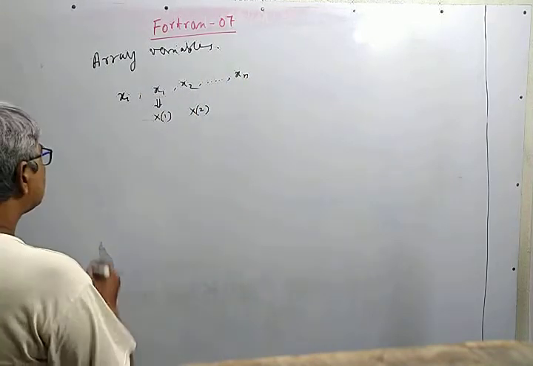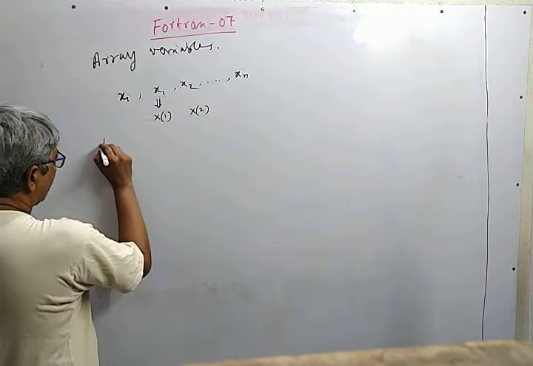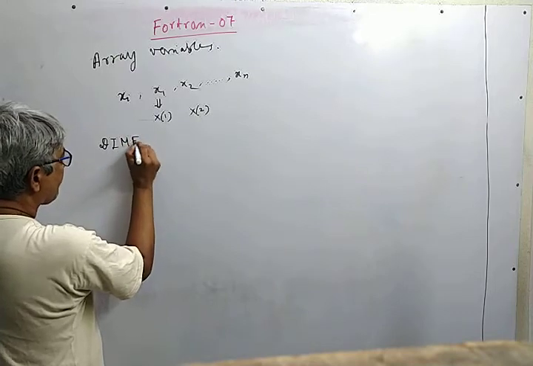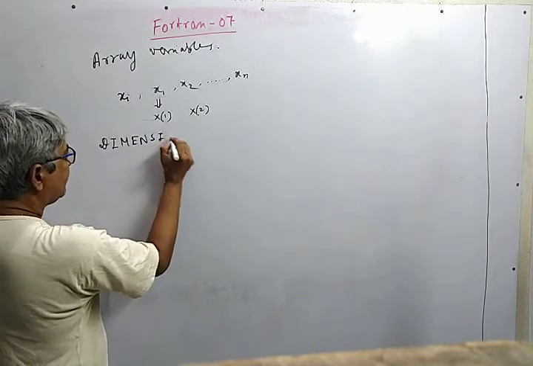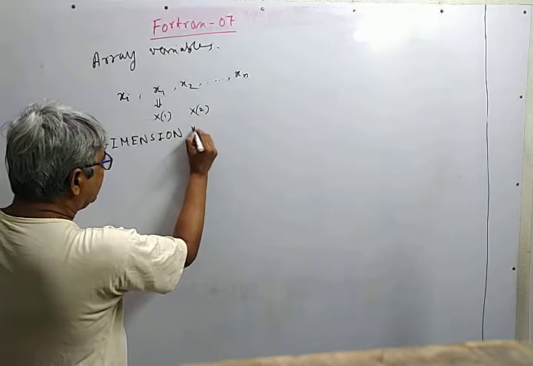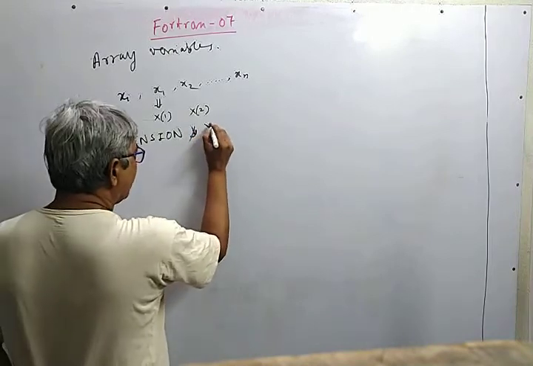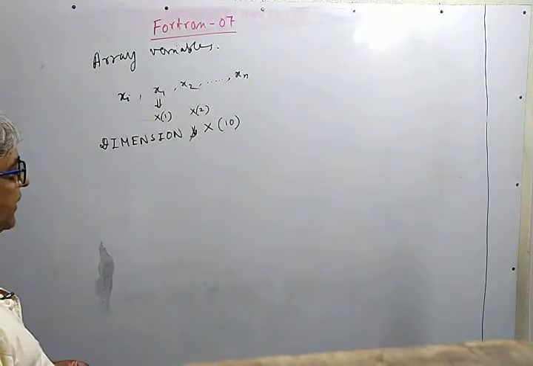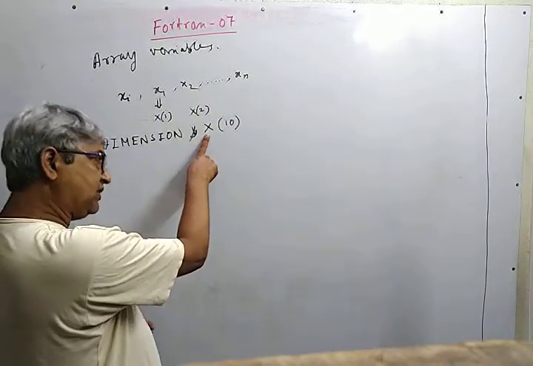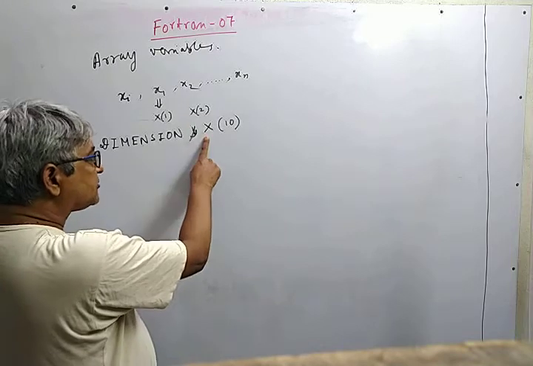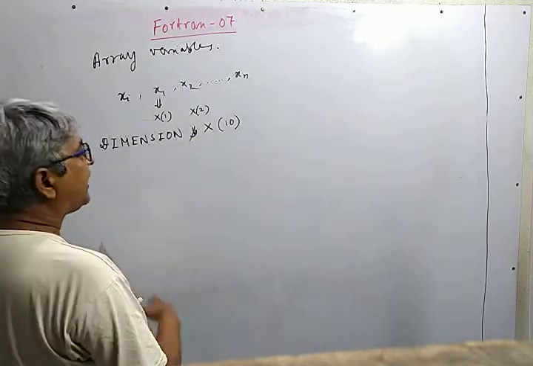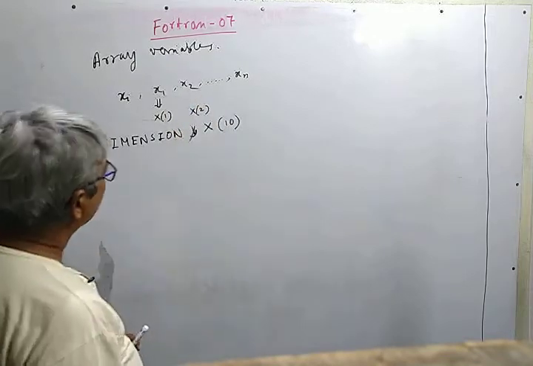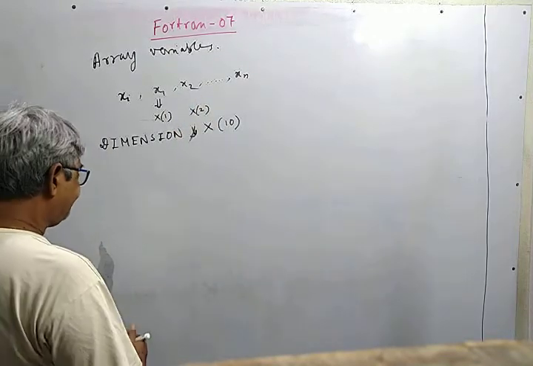So what we do, we first write dimension, then a quantity x within bracket. If we write 10, that means, since the variable name starts with x, so it is a real variable, the variable x can have 10 values. The values are x1, x2, x3, x4 up to x10.